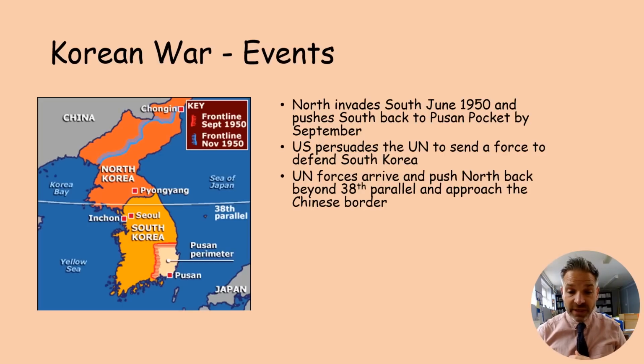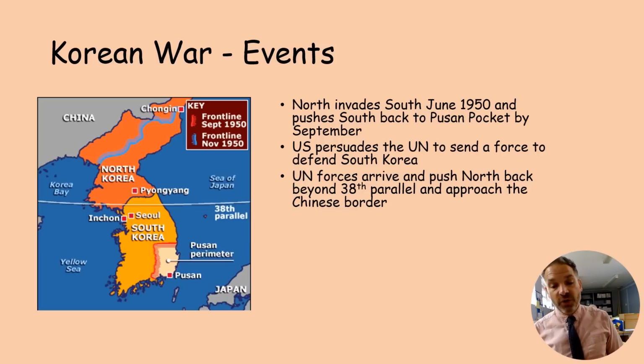Now, they're able to do this because the Soviet Union is boycotting meetings of the Security Council in protest about China not being allowed onto it. And so the Americans are able to persuade the UN to support this force. So a UN force arrives, is largely American, but with many other countries involved, including the United Kingdom.